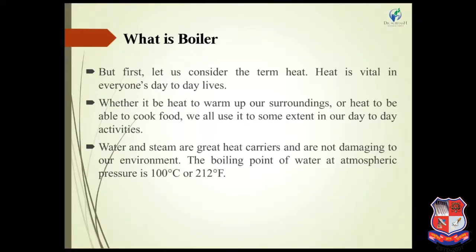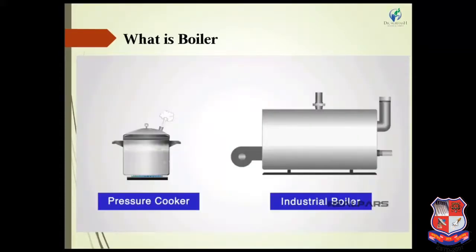Water and steam are great heat carriers and do not damage our environment. Why do we use a boiler, and what is the working fluid of a boiler? We use water inside the boiler. The working fluid is water, because of that there is no damage to our environment. The boiling point of water at atmospheric pressure is 100 centigrade, where it converts from liquid form to gaseous form. Here we give 2 examples of a boiler. We cannot say that a boiler is only for industry use. A pressure cooker is also one type of boiler.